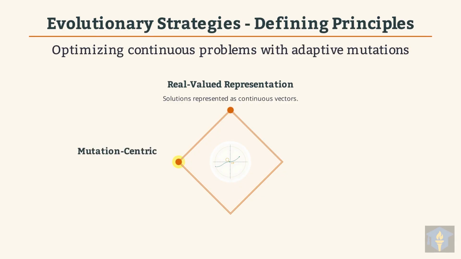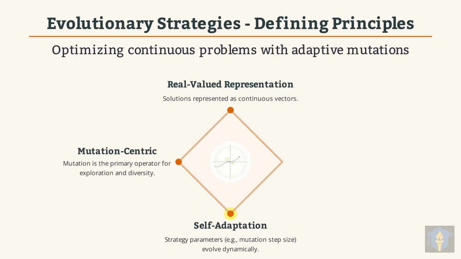Evolutionary strategies are primarily mutation-centric, emphasizing random changes as a core mechanism. Mutation serves as the primary operator for both exploring the solution space and maintaining population diversity. Another important principle is self-adaptation, where the algorithm learns as it evolves. This means that strategy parameters, like the mutation step size, dynamically evolve over time.